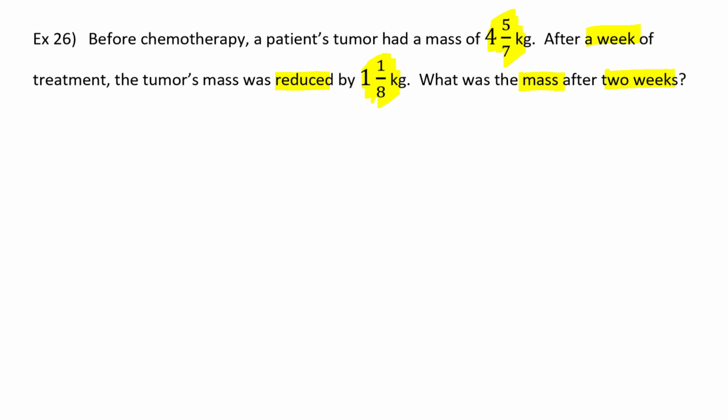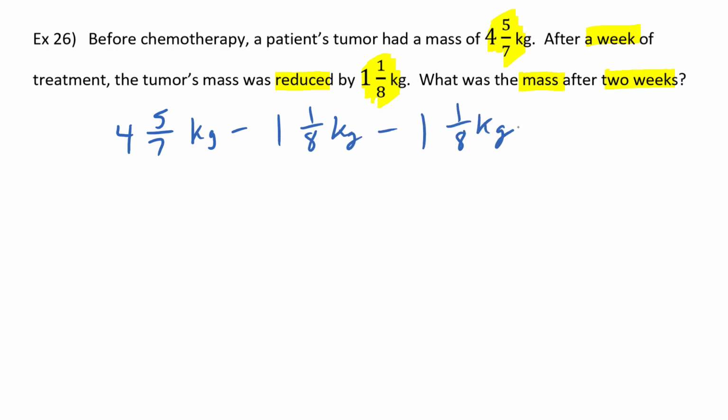Let's build that equation. 4 and 5 over 7 kilograms. The first week, it was reduced by a mass of 1 and 1 over 8 kilograms, and the second week, it was also reduced by the same mass. Double check. We have all the same units, no conversions required. We will now convert these from mixed numbers into improper fractions.